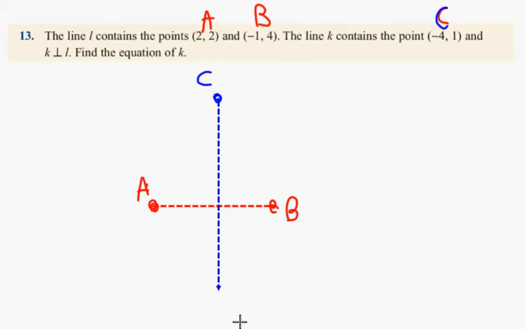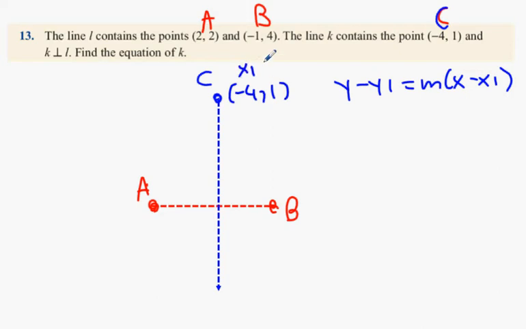Yeah. Now, the whole object is to find the equation of K. Which one's K, the red or the blue? The blue is K. We have to find the equation of K. So I need y minus y1 equals m into x minus x1. What ones can I fill out right away? We know y1 and x1, don't we? So we already have y minus y1.